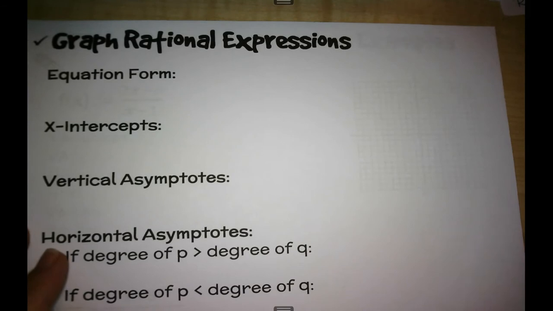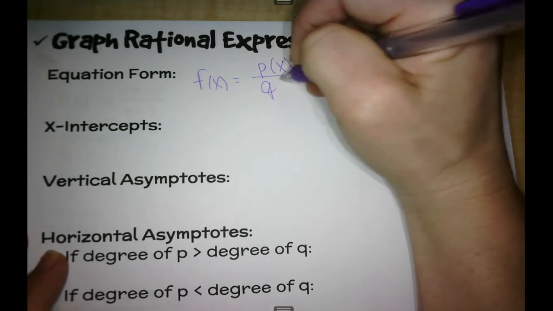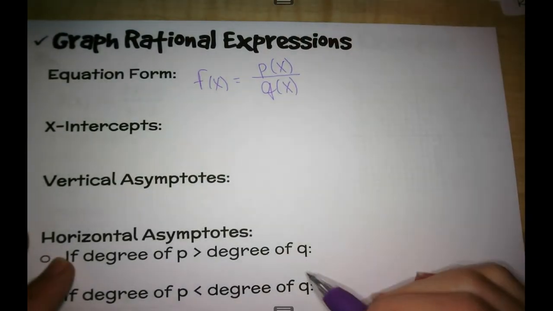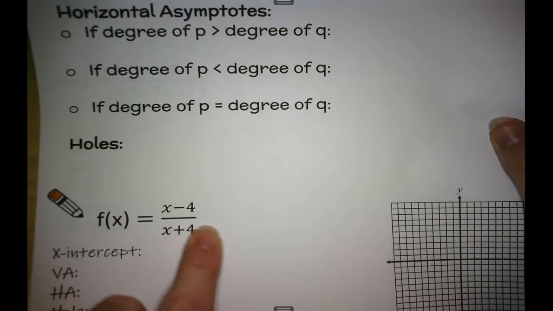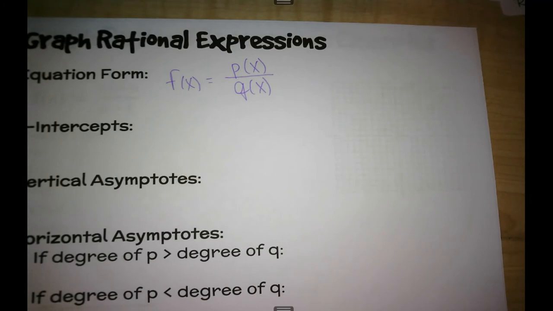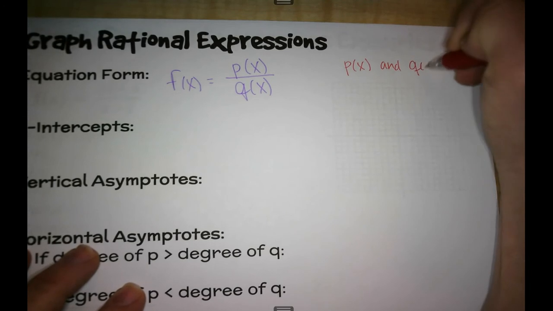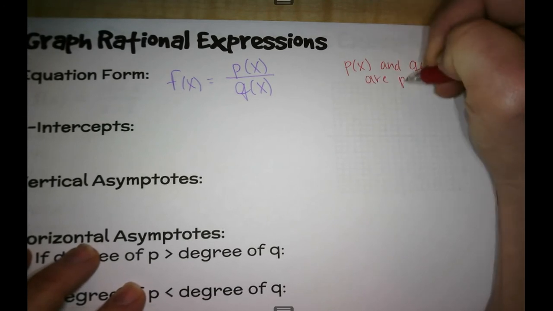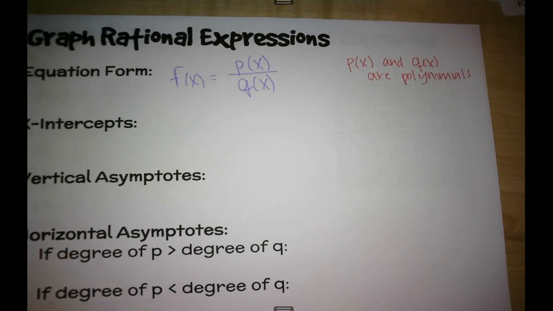Our equation form is going to look like this. Remember, our rational functions are one function on top and one function on bottom. So we represent that with f of x equals p of x, one function like x minus 4, over q of x, another function like x plus 4, okay? And so p of x and q of x are our polynomials.